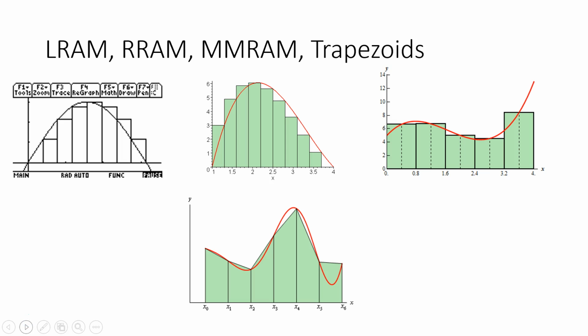Next up, approximating with LRAM, RRAM, MRAM, and trapezoids. I always suggest drawing a picture, because if you draw a picture, you'll immediately see whether it's an overestimate, an underestimate, or somewhere in between. LRAM is going to be an underestimate when the function is increasing, and an overestimate when the function is decreasing. It doesn't have anything to do with concavity. This is concave down the whole time, yet we go from an underestimate to an overestimate. RRAM is the opposite: overestimate when we are increasing, underestimate when we're decreasing.